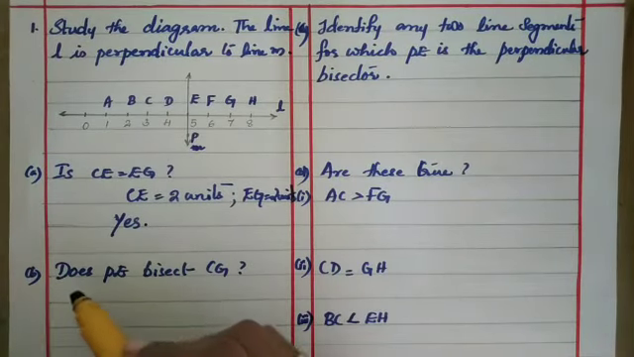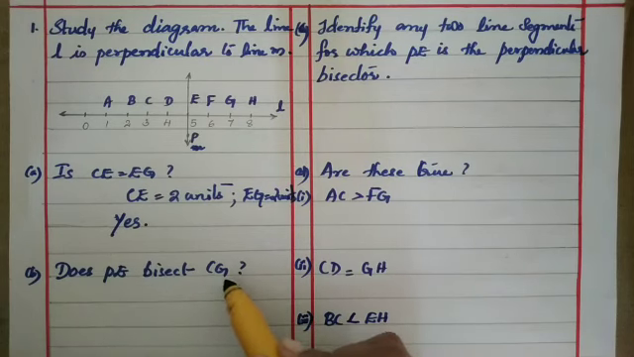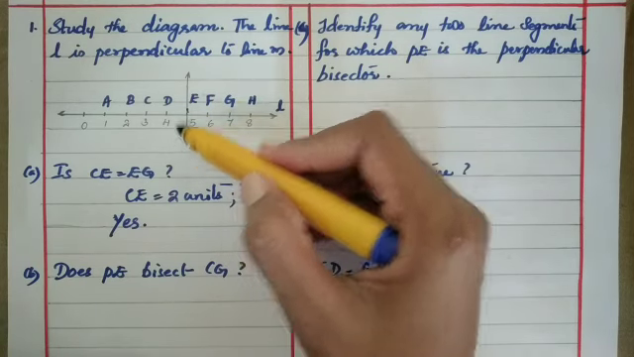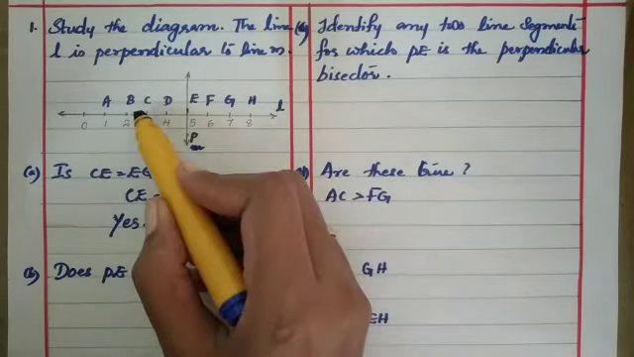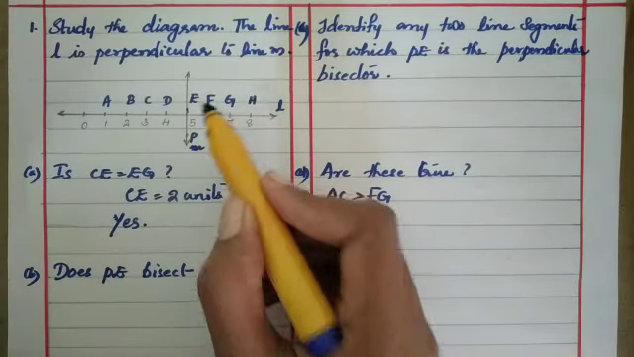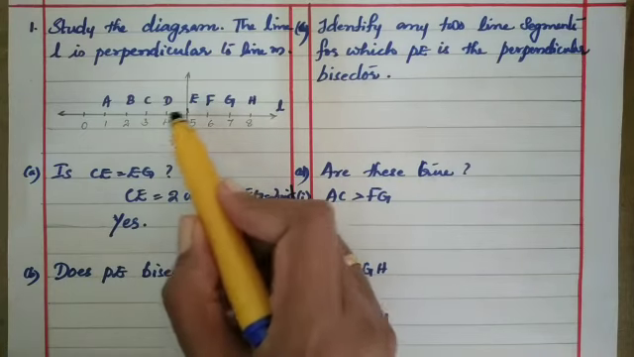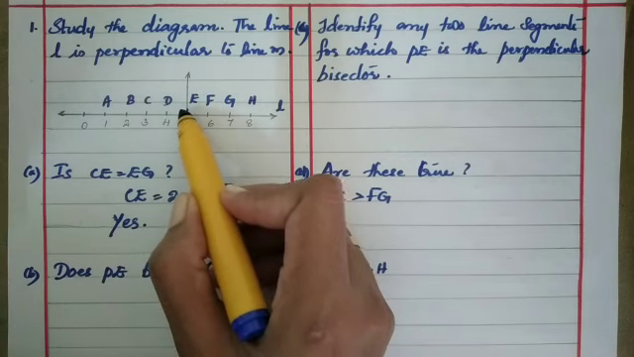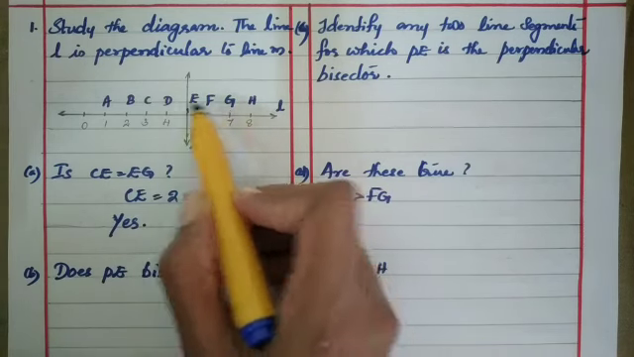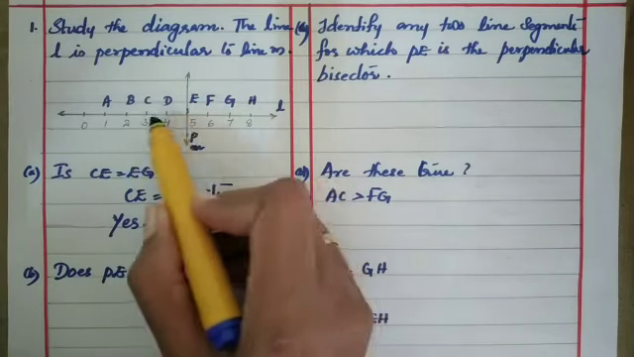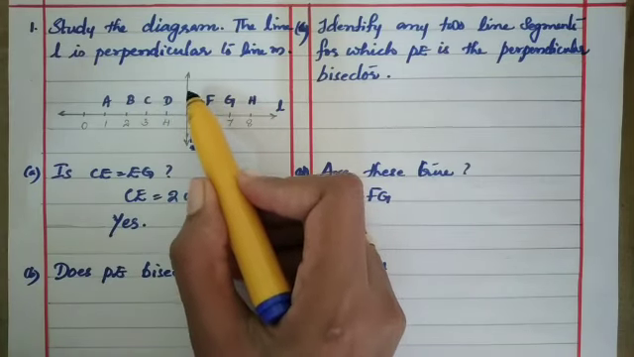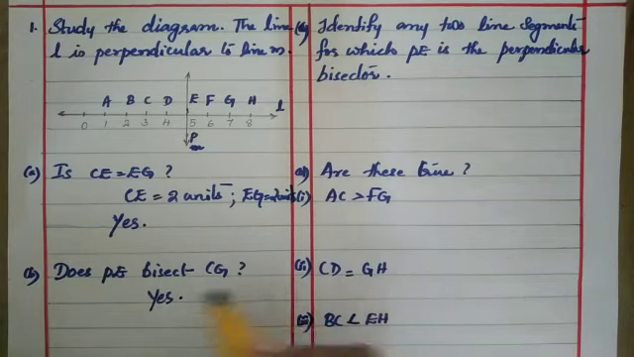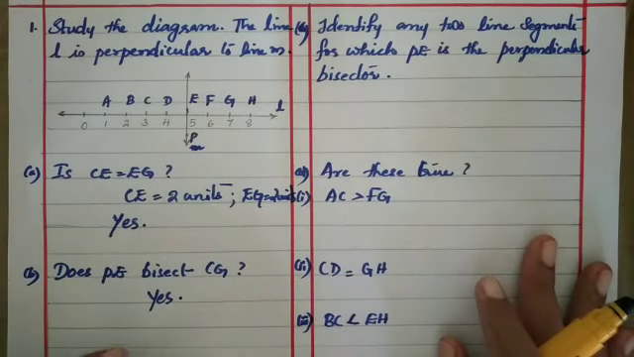Then the next question, B: does PE bisect CG? See here, this is PE. Bisect means divide into equal halves. So C to E, how many units? 2 units. E to G is again 2 units. So CE and EG are 2 equal halves. So yes, PE bisects CG. All of you understood?